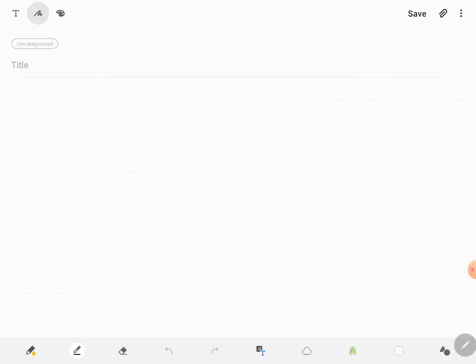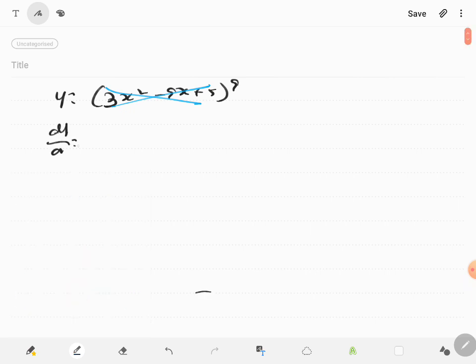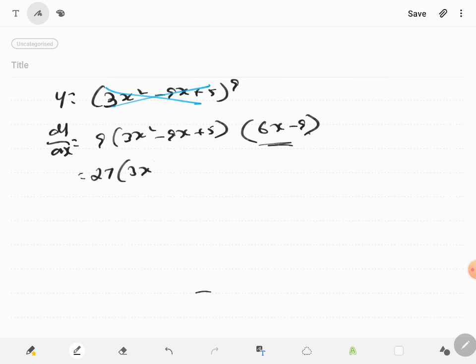The first sum in the miscellaneous exercise is y is equal to (3x square minus 9x plus 5) the whole to the power 9. You can consider this to be like a capital X. So then dy by dx will be 9 into (3x square minus 9x plus 5) to the power 8 into differentiation, chain rule, which is 6x minus 9. From this you can take 3 out common, it becomes 27 into (3x square minus 9x plus 5) to the power 8 into (2x minus 3), and that will be the answer for this.